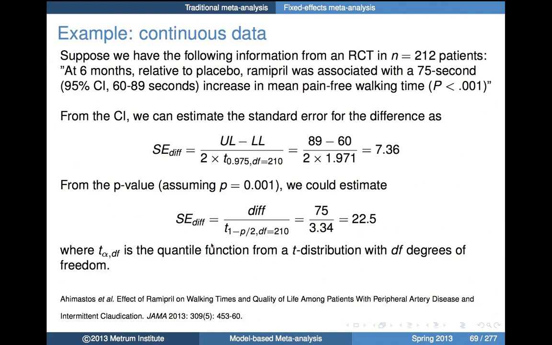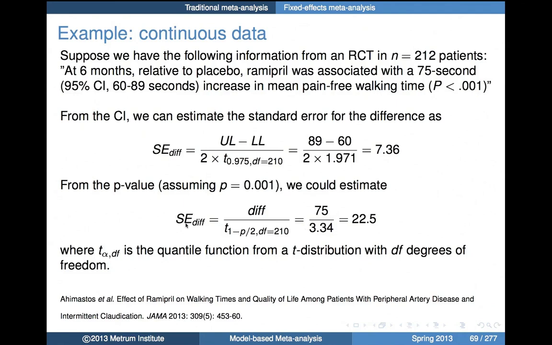And again, just inverting the t-test, that would give us this p-value. We can get a formula that says that the standard error of the difference is equal to the difference divided by, again, the appropriate quantile of the t distribution. In this case, rather than plugging in a 0.975 here, we would plug in whatever our p-value is. In this case, we're going to assume, to get this upper bound, that it is 0.001. So we would divide by the quantile of the t distribution, that's 1 minus 0.0005, that's 0.001 over 2, with 210 degrees of freedom. So you can see that that's a much larger t-value of 3.34 compared to the 1.971 above.